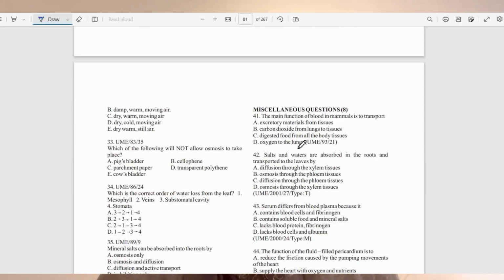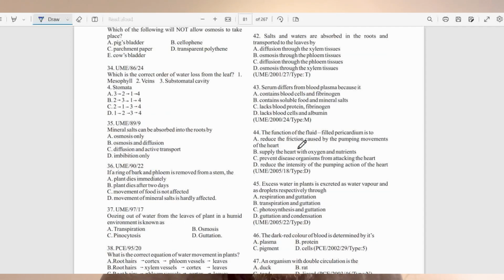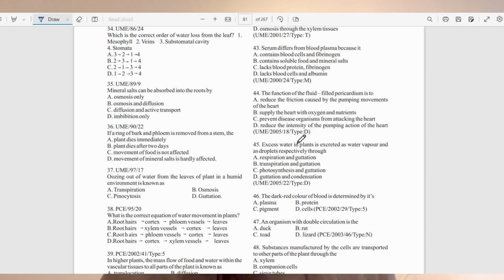And finally, I'll consider a random question under the miscellaneous. Yes, I'll consider question number 43 to end this video. So serum differs from blood plasma. This is a very important question. What is the difference between blood plasma and blood serum? It's a very important question you should pay attention to.